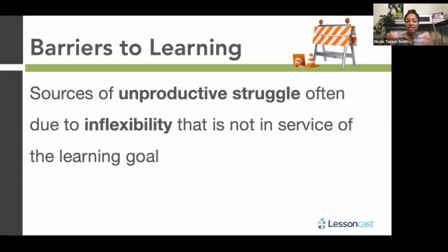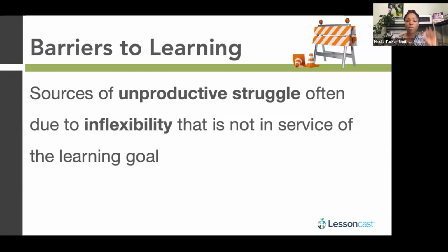So sometimes folks might say, well, I have high standards and high expectations. It has to be turned in by this due date. That is actually not written in the standard anywhere. Your due date is not written in the standard anywhere. So we can talk about how do we have flexibility that is going to remove those barriers so that students can achieve rigorous goals. Okay, so barriers are sources of unproductive struggle. Well, what's unproductive struggle?